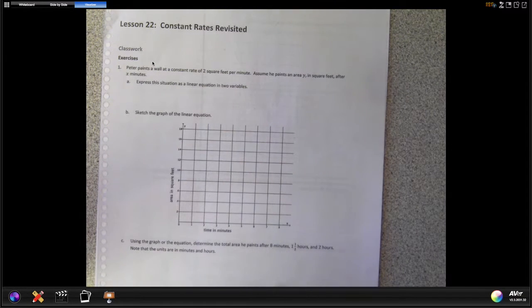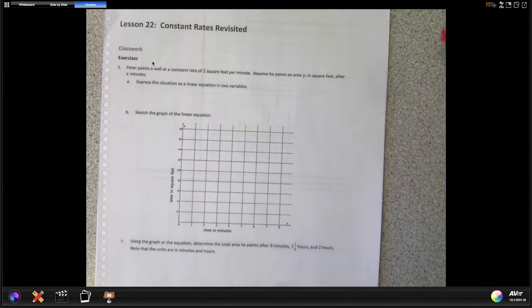Today we are going to talk about constant rates again. I know this was a topic that we visited in the beginning of the unit, and we are going to revisit it now that we have a better understanding of slope and y-intercept and graphing all of those things.